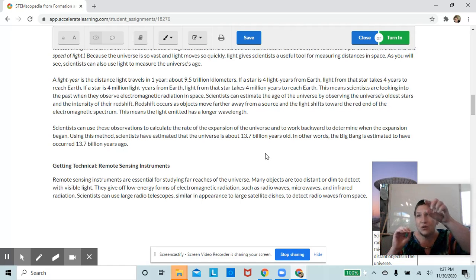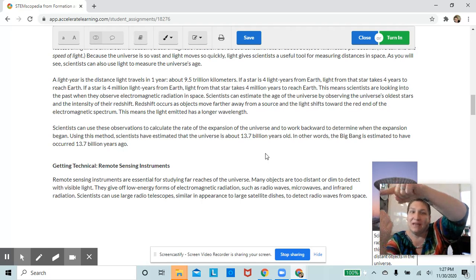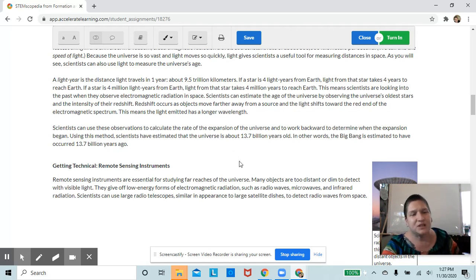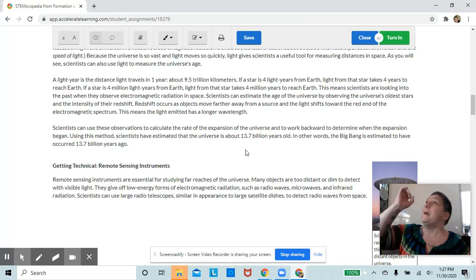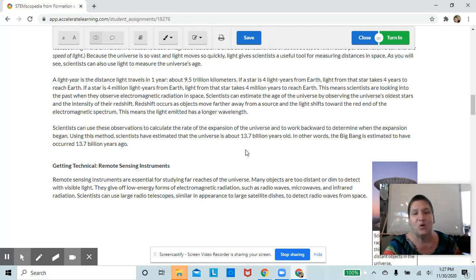It's kind of like if you know how fast a car is moving and you know from where it came, then you could kind of estimate when it began at that point. So using this method, scientists have estimated the universe is about 13.7 billion years old. In other words, the Big Bang is estimated to have occurred almost 14 billion years ago.